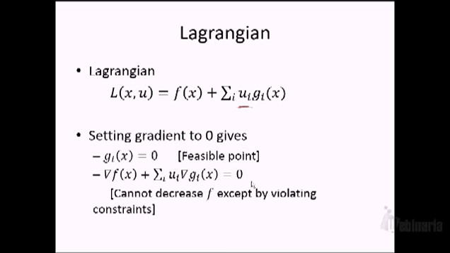The second condition tells you that the gradient of the objective function at the solution is a linear combination of the gradients of all of the constraints. And that means you cannot move from the solution and decrease the objective function except by violating at least one constraint. Because to move without changing the value of gi of x, you need to move in a direction that's orthogonal to the gradients of all constraints. And this condition tells you that such a direction will not change your objective function.